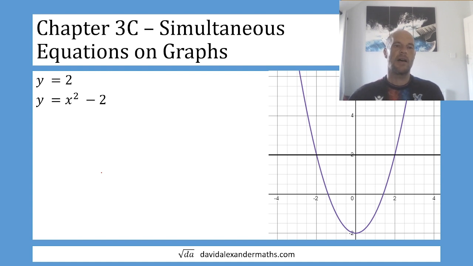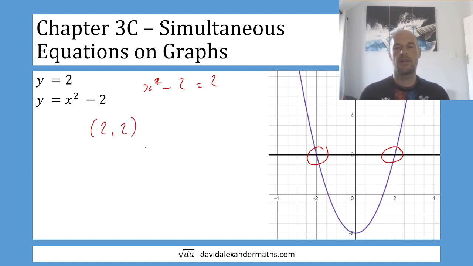Okay, so again, we could write that x squared minus 2 equals 2 and try and rearrange and solve, but it's so much easier. Just look at the graphs and see where they intersect. Well, here they intersect at 2, 2. So that's one solution, and the other one is negative 2, 2.